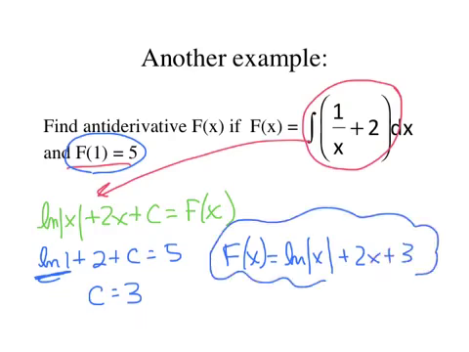And if I check myself by taking the derivative of this function, the derivative would be 1 over x plus 2, so that fits this part of it. And then f of 1 is supposed to be 5. If I put a 1 in there, I do get a 5 out. So that means that answer checks.